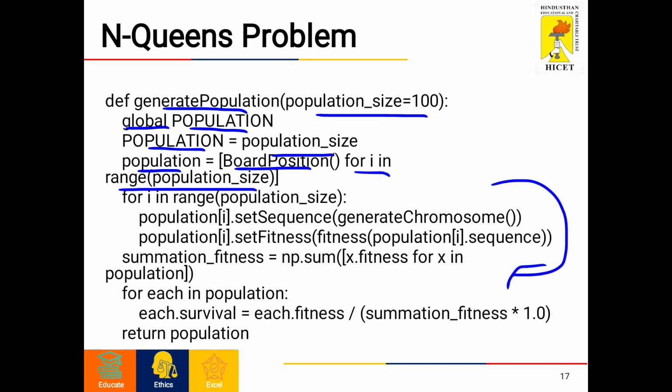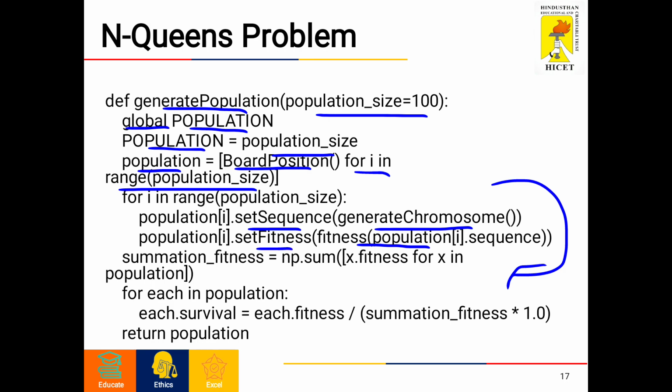Board position is a class which contains 3 attributes: one is sequence, the next one is fitness, and the third one is survival. We have to calculate all these 3 things: sequence, fitness, and survival. Generate chromosome generates an individual, which is placed inside sequence with the help of the set sequence method. Again, the fitness will be calculated by calling the fitness function and assigned to fitness with the help of the setter method.